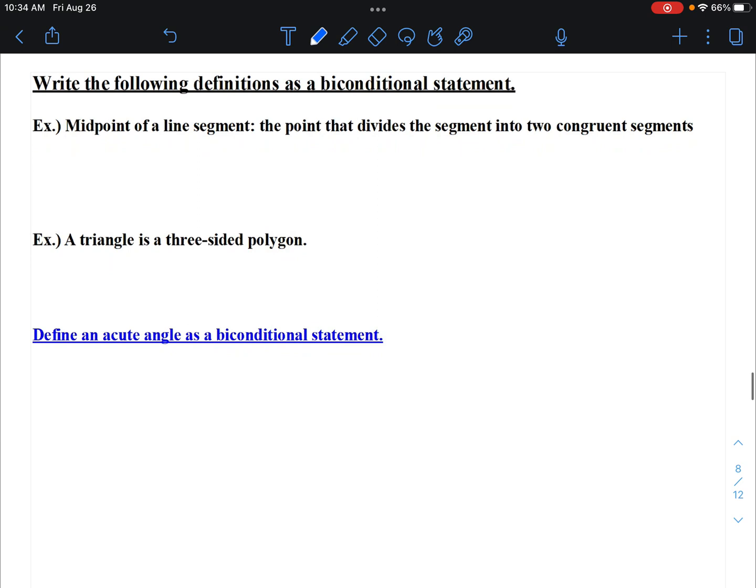So I said this was really good at writing definitions. So here's a definition: midpoint of a line segment. By the way, we've defined this earlier in the year, but it's the point that divides the segment into two congruent segments. So if we wanted to write that as a biconditional statement, it needs to go forward and reverse.